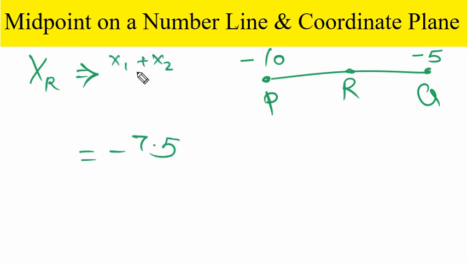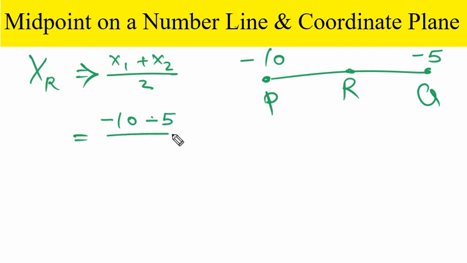x1 plus x2 over 2. That's our formula, right? Now it is very simple. x1 is -10, x2 is -5. So -10 plus -5 over 2, that is -15 over 2, which will give you -7.5. All right. This is very easy.